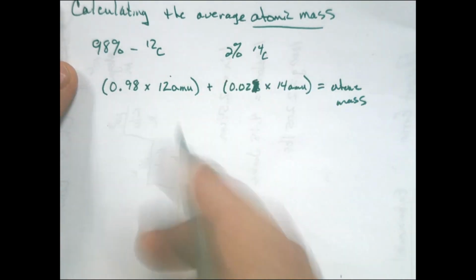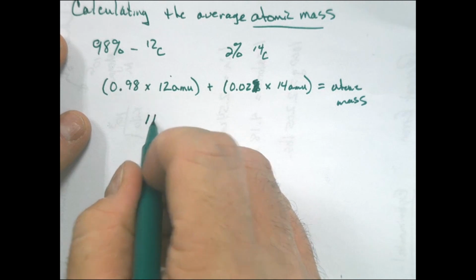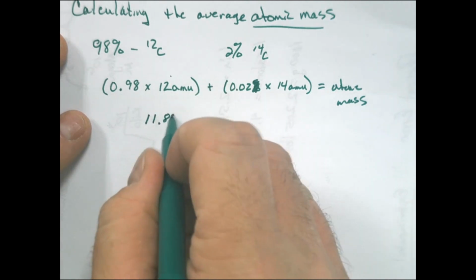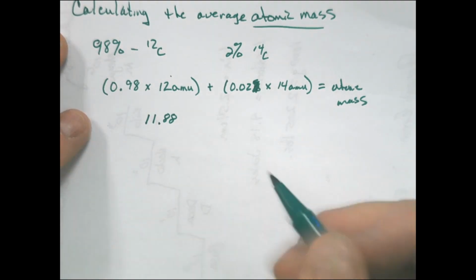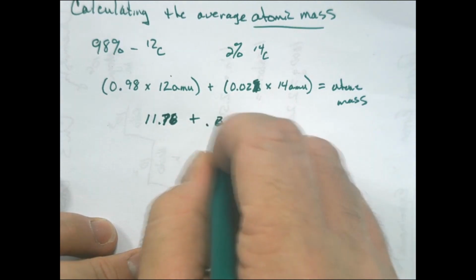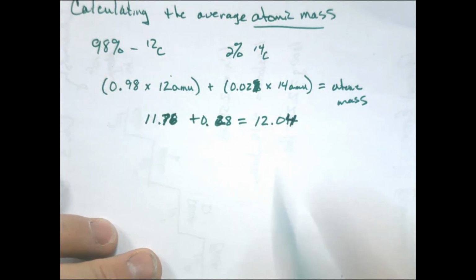Figure this out: 98% times 12 is going to be 11.76. Oh, 24, not 12. Thank you. Plus 2% of 14 is going to be 0.28. So these will add to 12.04. That would be our average atomic mass.